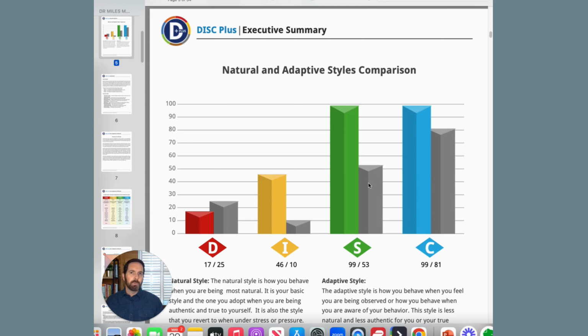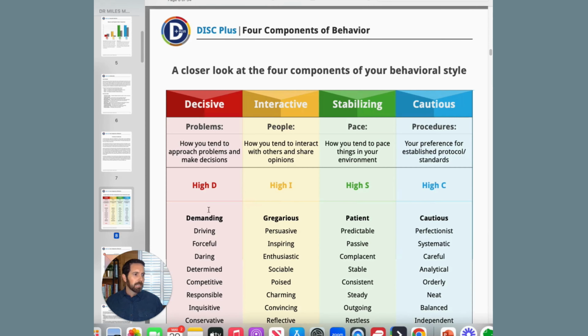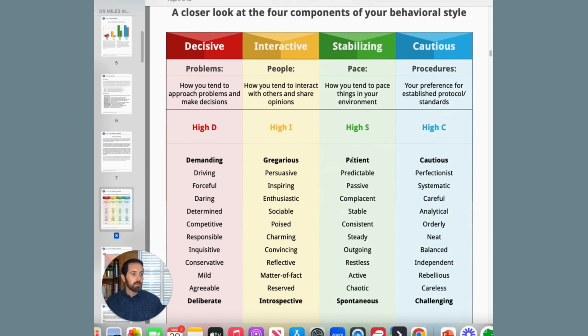A lot of people do because environments have changed a lot over the past few years. So a lot of people are adapting in that S, but a 99 to 53. This person prefers to be in a more patient and predictable environment, maybe even passive a little bit. But they're getting down here into this more steady, consistent, maybe even a little bit outgoing.